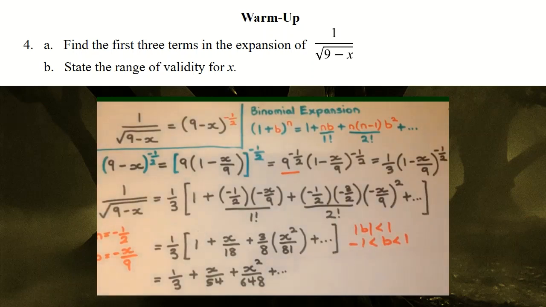So if we replace the b with negative x over 9, and then just a little bit of manipulation, that's going to give us -1 less than negative x over 9, which is strictly less than 1, and then all I have to do is multiply everything by -9 essentially, and you can check this. I won't do any more working out, but your x will be between -9 and 9. Okay, and I'll stop there.